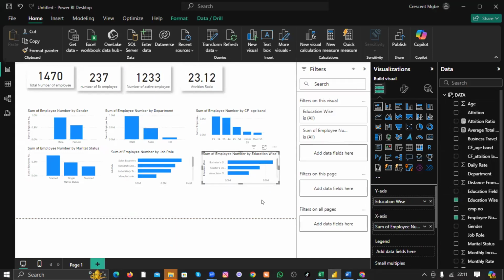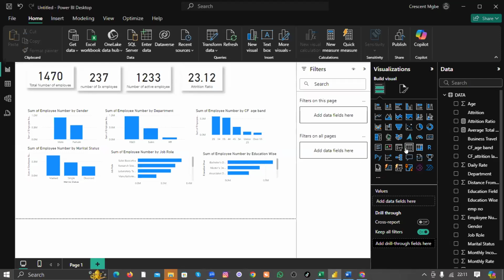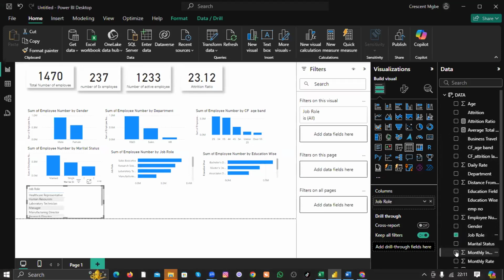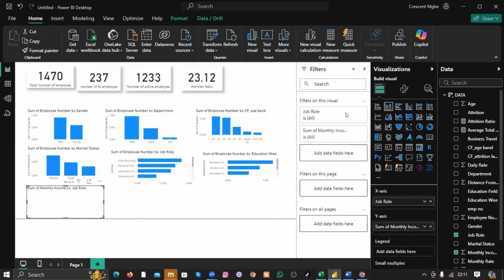Then the next thing is get total monthly income for job roles. Total monthly income for job roles. So you want to get job role, monthly income. You want to know each role, how much do they earn and all of that.